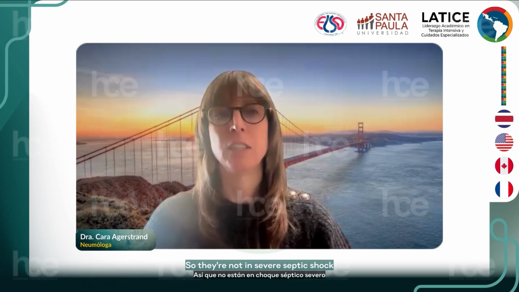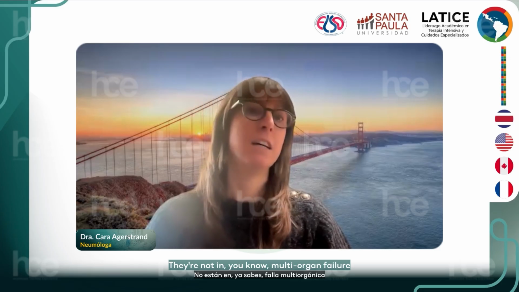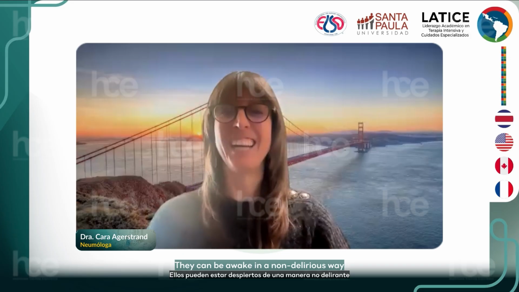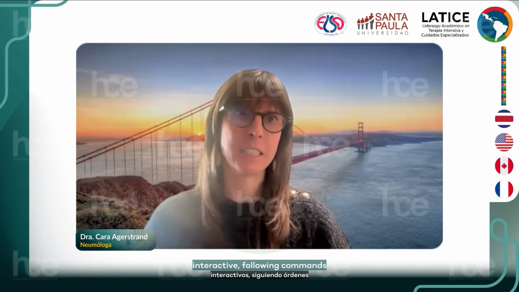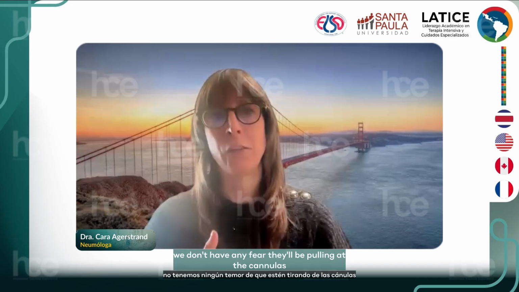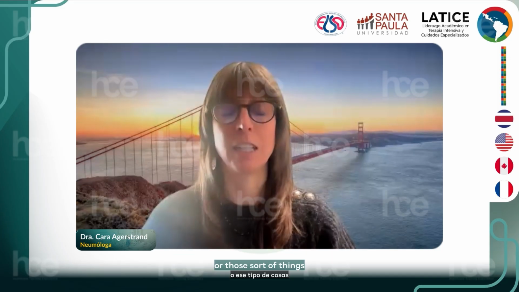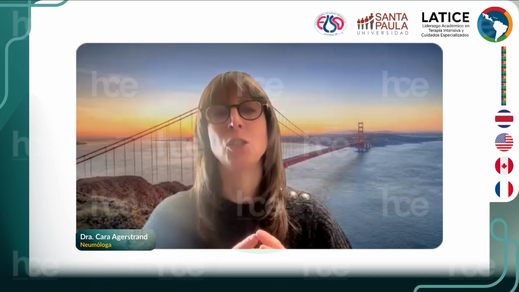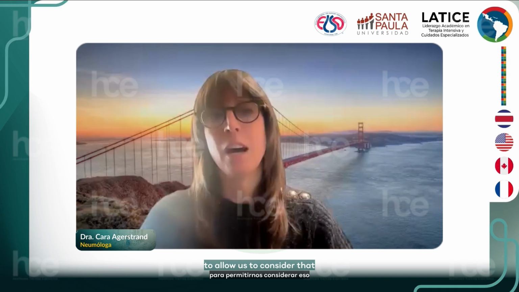So they're not in severe septic shock. They're not in multi-organ failure. They can be awake in a non-delirious way, interactive, following commands, and we don't have any fear they'll be pulling at the cannulas or those sorts of things. So the patient really has to pass that high bar to allow us to consider that.